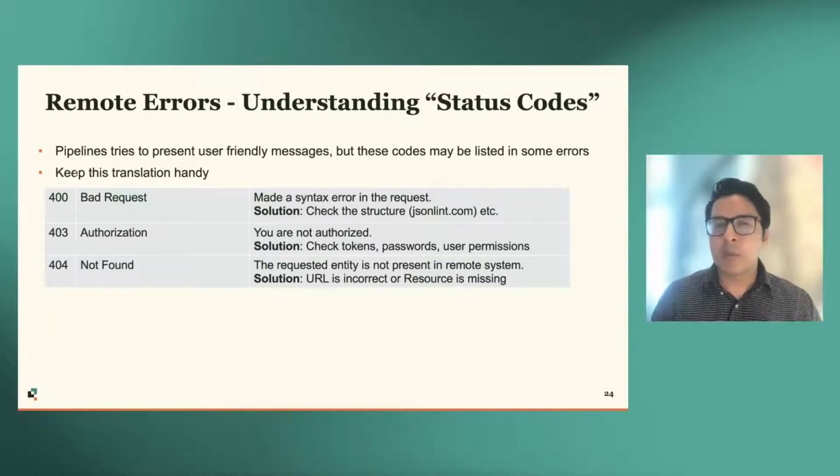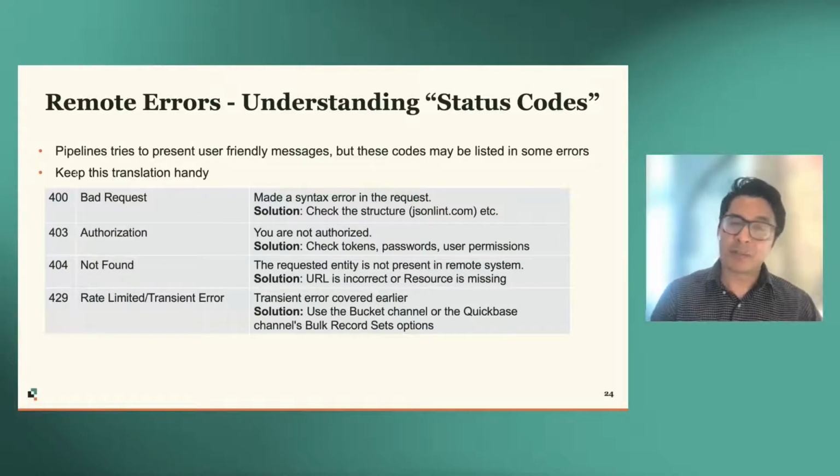404 is usually when there's nothing found in the remote system. And we've seen that when, let's say, there is genuinely nothing found, and you're trying to, let's say, update a record that is not present, or it could also just be because you've mistyped the URL, or let's say instead of sending an ID that the external system wants, you're sending in an email address. So there's no resource for that URL.